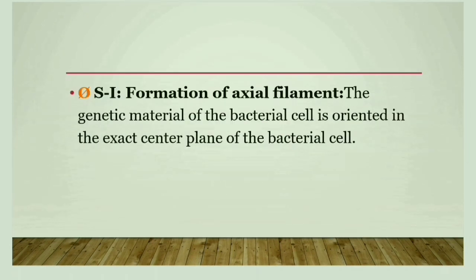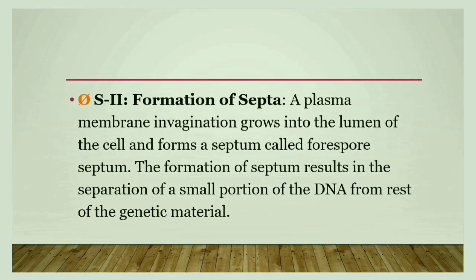So the first step is the formation of axial filament. In this step, the genetic material of the bacterial cell is oriented in the exact central plane of the bacterial cell. The stage 2 is the formation of the septum.